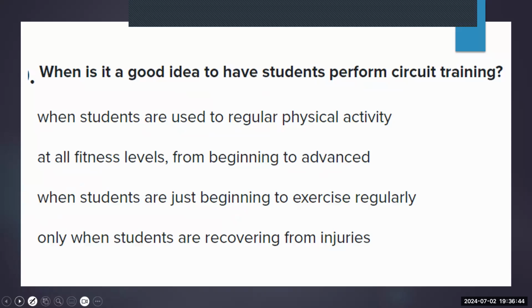When is it a good idea to have students perform circuit training? Now we're talking about circuit training. What do we like, dislike? What do we think of these answer choices? You can eliminate the last one.